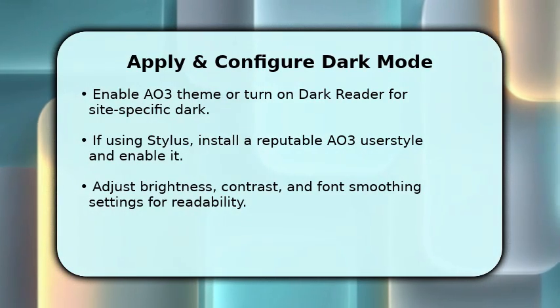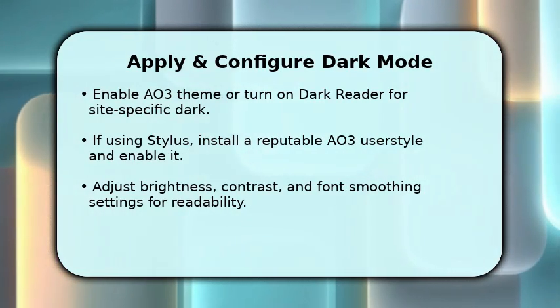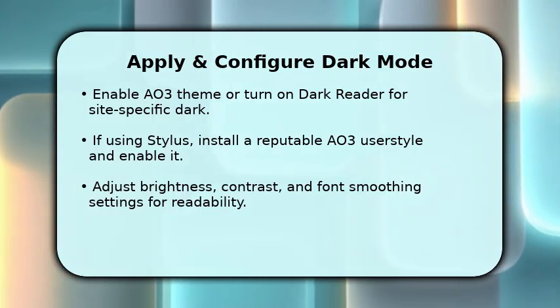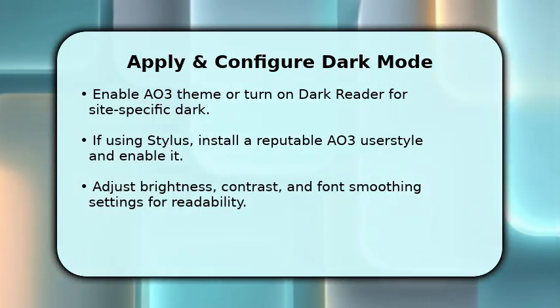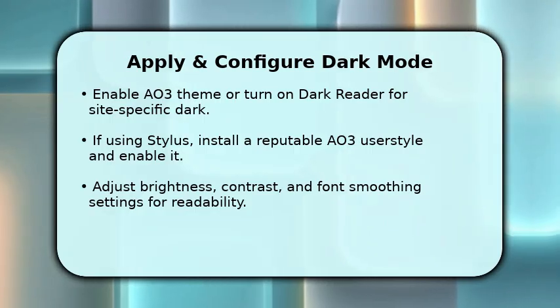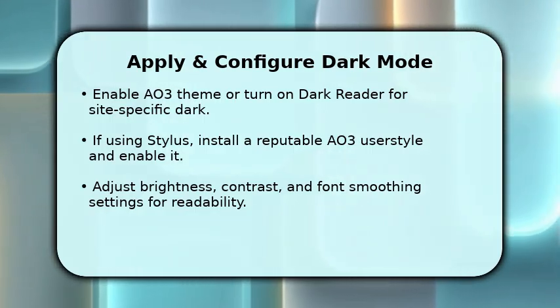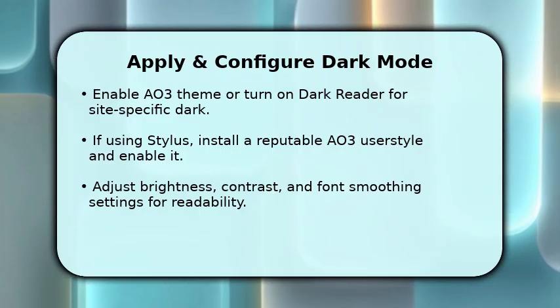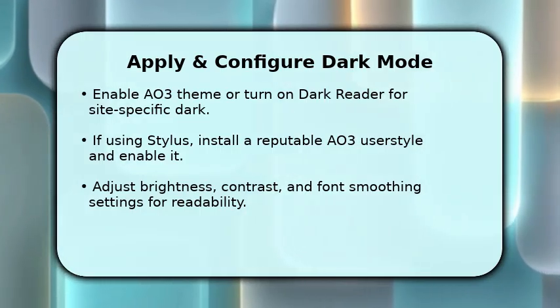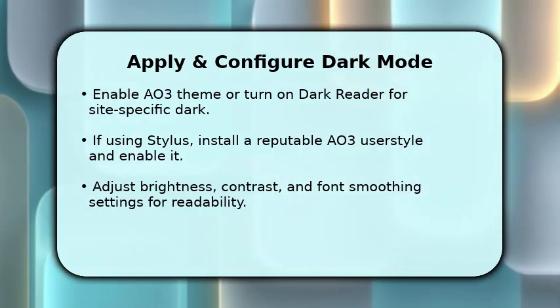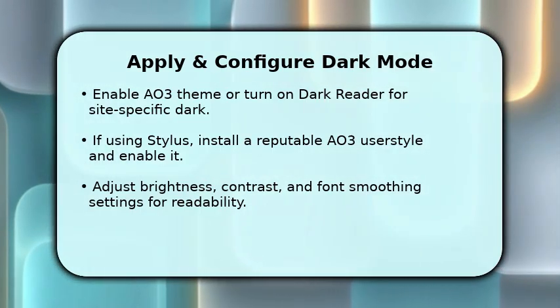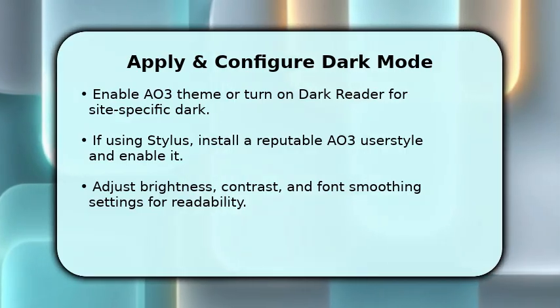Now apply and fine-tune the dark appearance. If Ao3 offers a theme, switch it on and confirm page elements invert correctly. With Dark Reader, enable site-specific mode and tweak brightness and contrast until text is legible. Using Stylus means install an Ao3 user style and enable it. Make small CSS tweaks if headings or code blocks break.